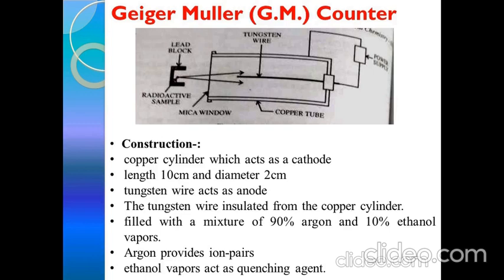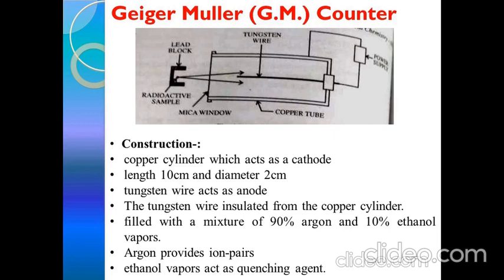The copper cylinder is surrounded by a hard glass tube. A fine tungsten wire about 0.05 mm thick, which acts as anode, is suspended at the center of the cylinder along its axis. The tungsten wire is insulated from the copper cylinder. It is filled with a mixture of 90% argon and 10% ethanol vapors. Argon provides ion pairs while ethanol vapors act as quenching agent.